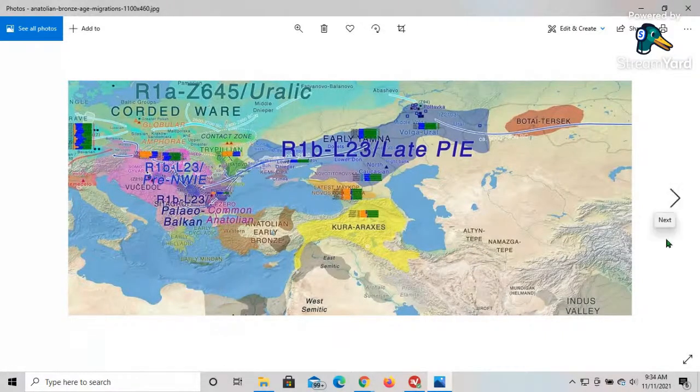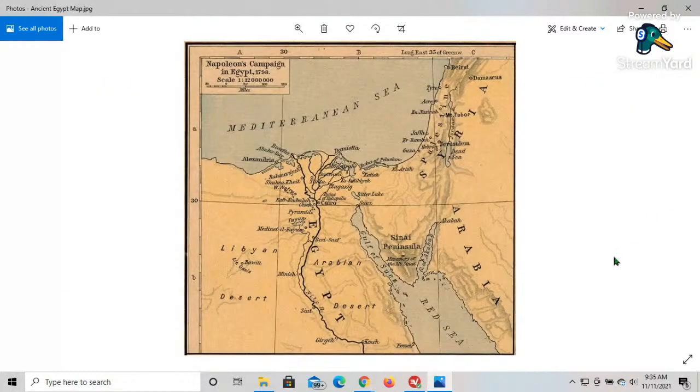So moving right along, before I get late and I have to start running. Arabia, Egypt. Okay. Oh, Napoleon's campaign in Egypt. Okay.